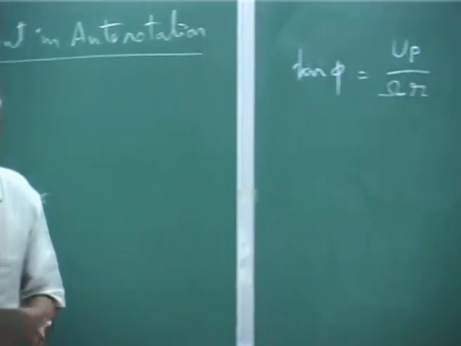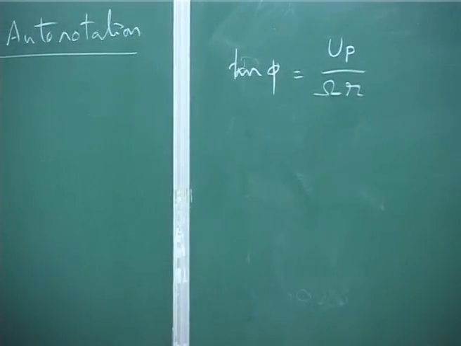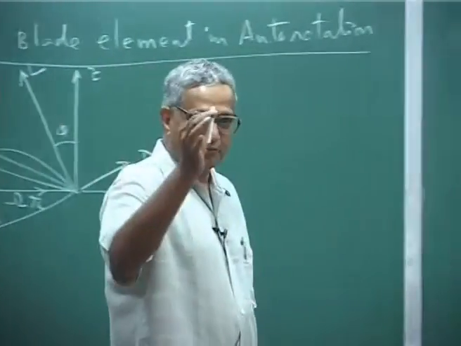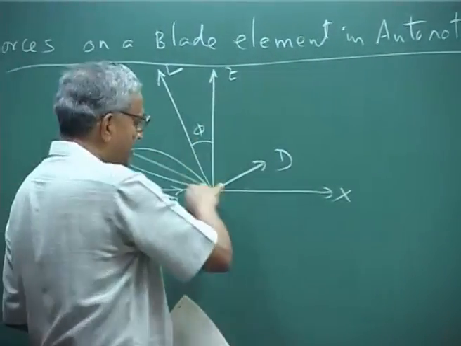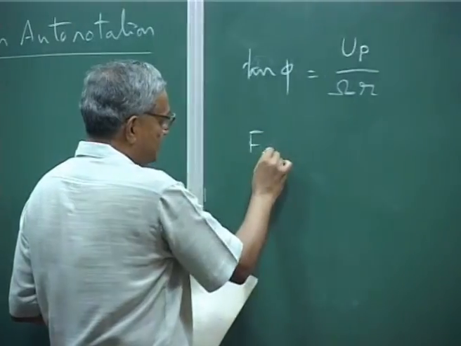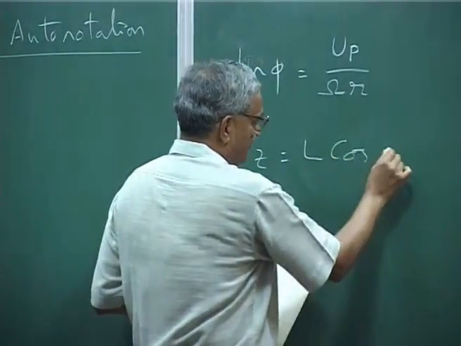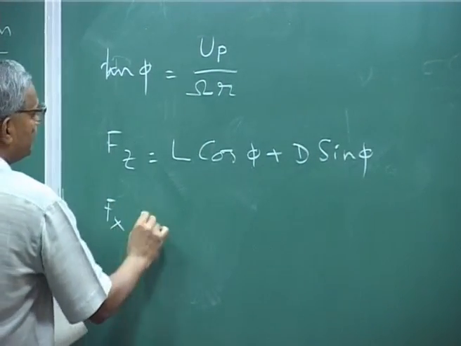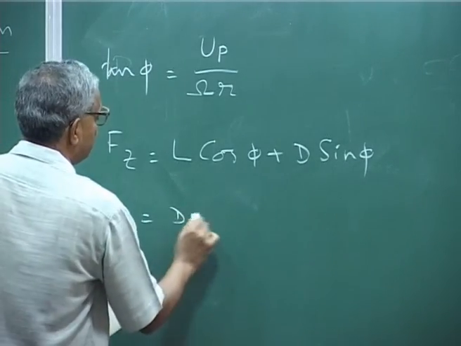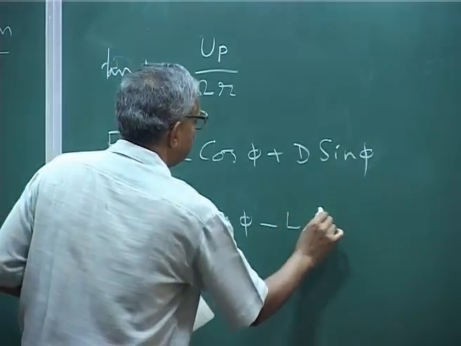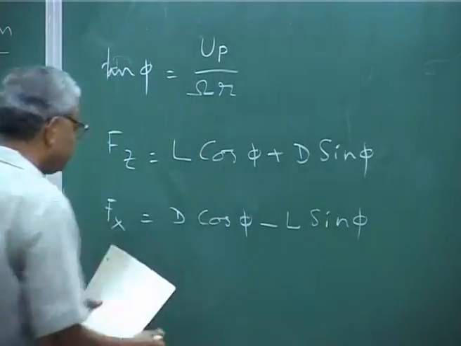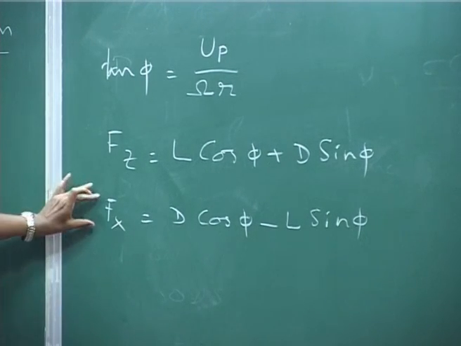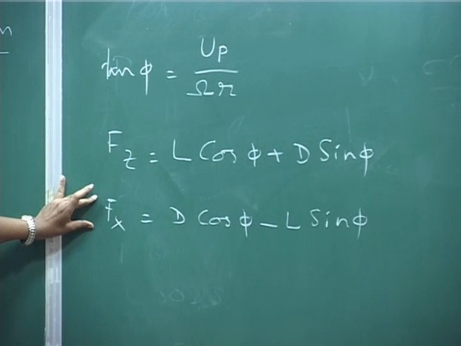Now, if you calculate what are the forces that act on this element, one is the lift force, which you call the force in the z direction, another one is the x direction. Fz is L cosine phi plus D sin phi, and Fx is, let us say, D cosine phi minus L sin phi. Okay. Now, let us look at only the Fx quantity.